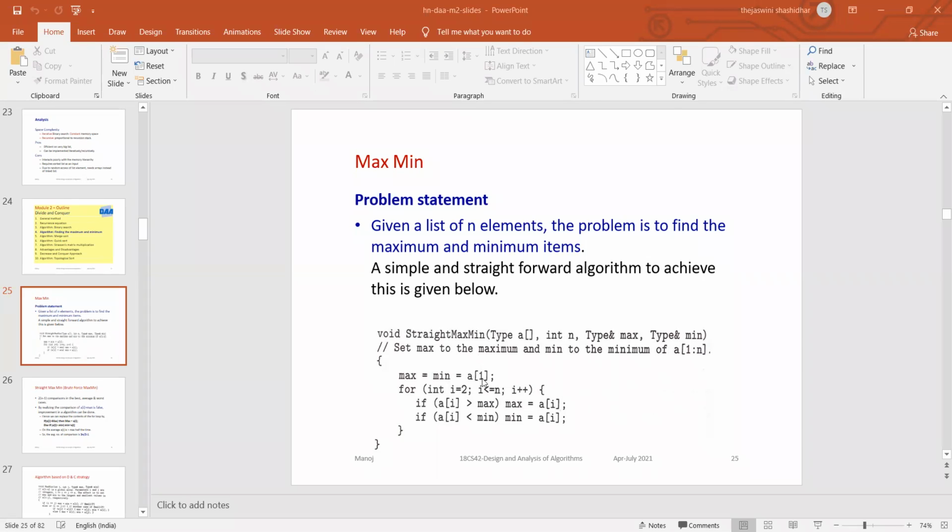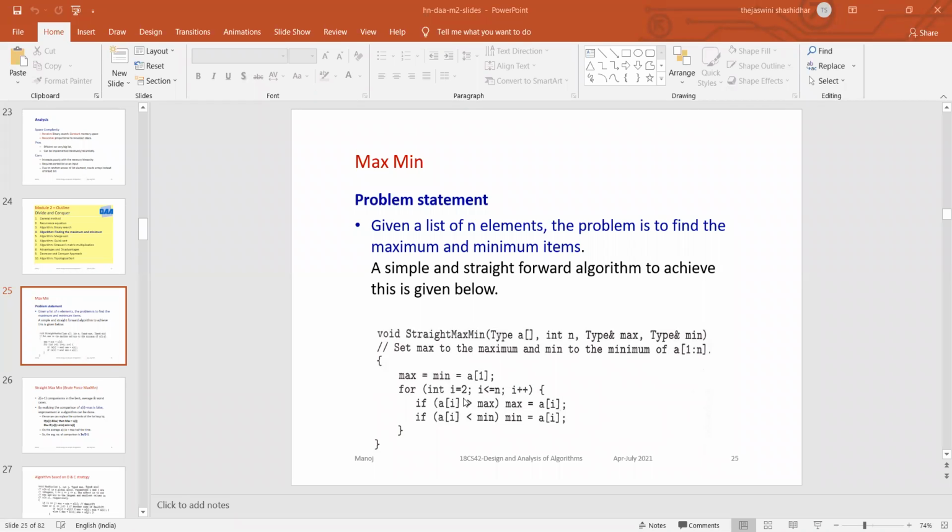So the first element has been set to min as well as max. Okay. So start with I is equal to 2, I less than n, I plus plus. If A of I is greater than max. Okay. So what is max? It is the first element. So what is A of I? It is the second element. Max is the first element, that is A of 1.